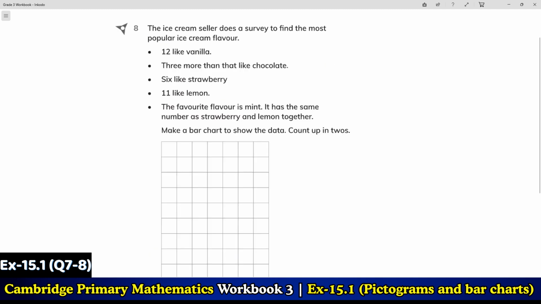Question 8. The ice cream seller does a survey to find the most popular ice cream flavor. Vanilla, like 12. Chocolate, 3 more than that. It means if vanilla is 12, chocolate will be 3 more, it means 15. 6 like strawberry. 11 like lemon. Okay, we can write here 11.